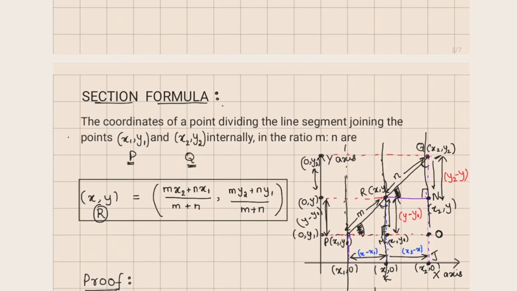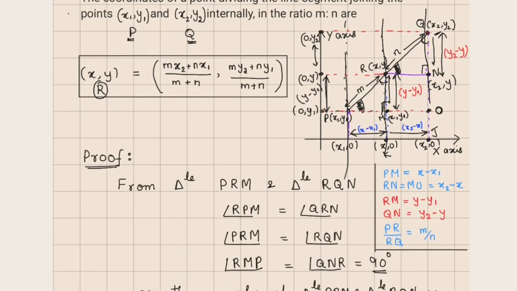Finally, the section formula is nothing but we need to find a point which divides 2 points in a ratio m is to n.